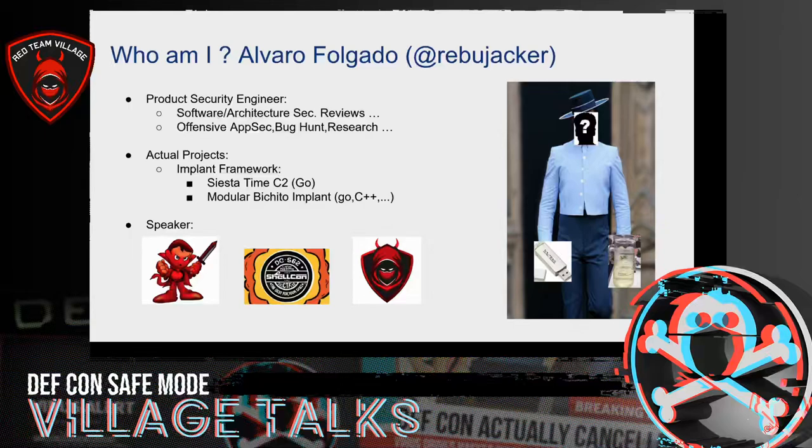But in my free time, I have been spending more or less the last 2 years working on a main project that is an implant framework. It's divided in two parts. The first part is the C2 of the operation manager, written in Golang, which uses Terraform to deploy infrastructure, proxies, and redirectors. And the other half is the modular bichito, written in Go, C++, and Objective-C, to perform more native action over the target device.